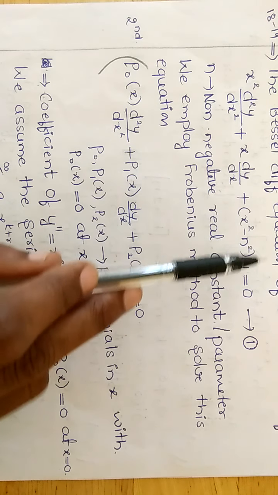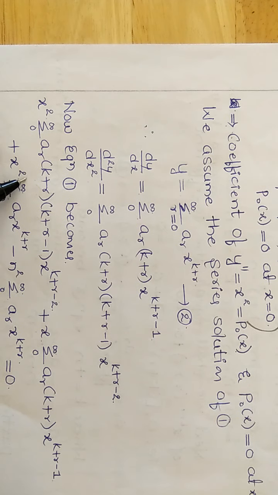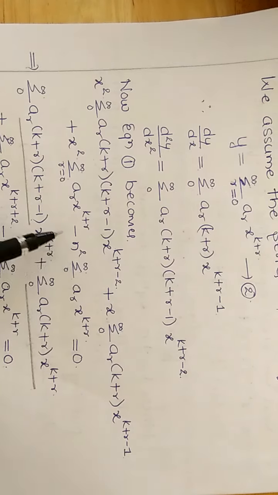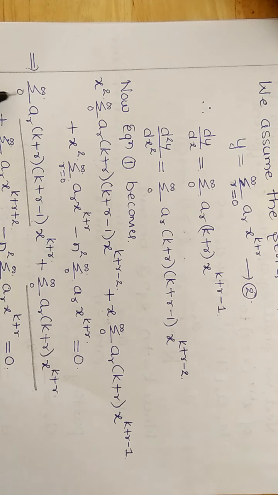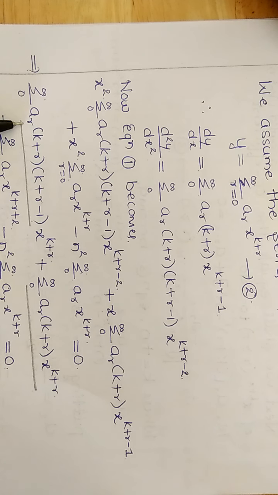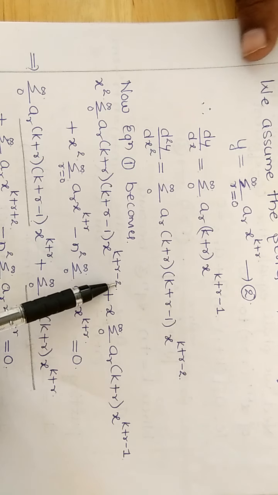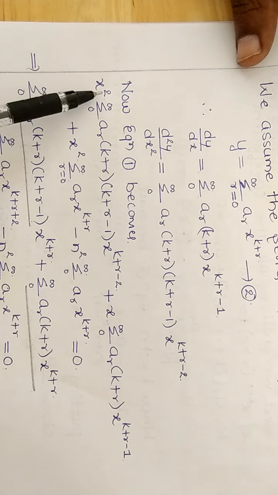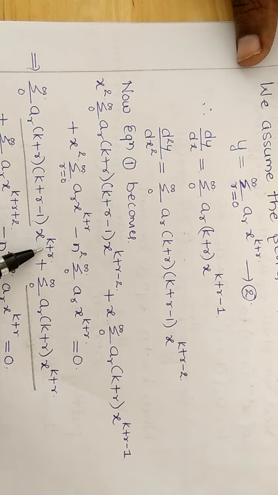So x square into y minus n square into y. So plus x square into y term, minus n square into y term, which is equal to 0. Then summation is from 0 to infinity ar x square into x to the power k plus r minus 2. Bases are same, then add the powers. Plus 2 minus 2 get cancelled, so remaining only k plus r.